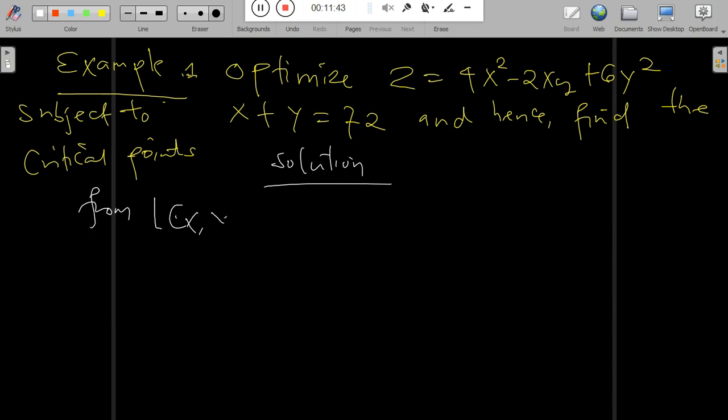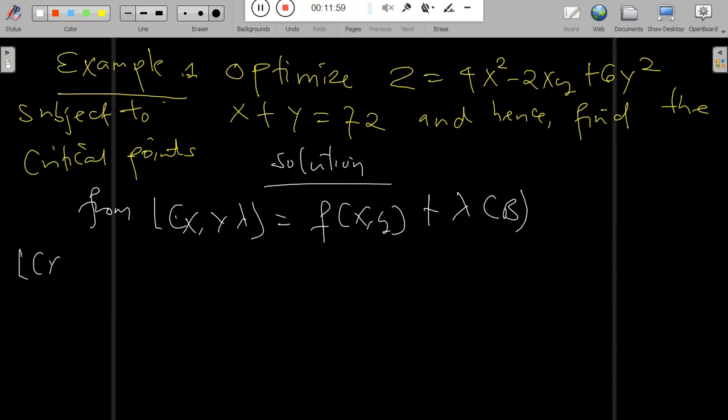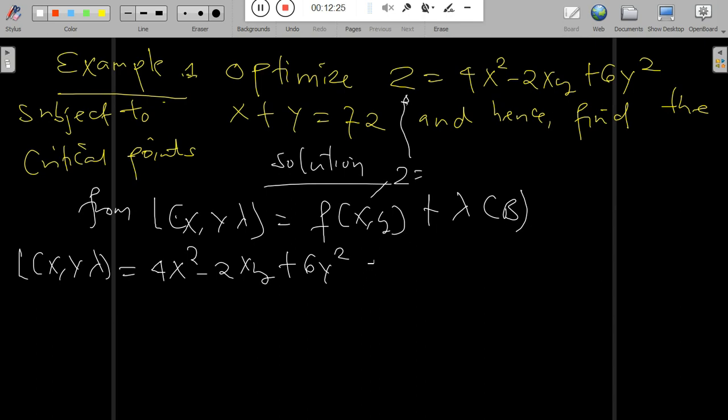Hence, now find the critical points. From the Lagrangian, L(x, y, λ) equals the function of x and y plus λ times the budget constraint. So L(x, y, λ) is equal to the given function z, that is 4x² − 2xy + 6y², plus λ times the given budget constraint. The budget constraint is constructed by taking 72 and moving x and y to the right-hand side, so it equals 72 − x − y.